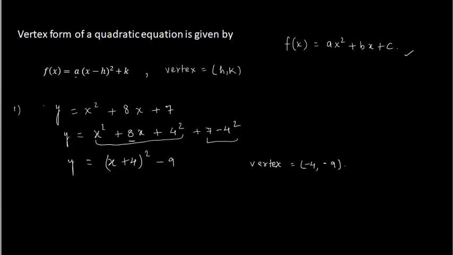Let us see one more question. Here our quadratic equation is y equals 3x square minus 12x plus 8. In order to convert this equation into vertex form, please see, we can take 3 common. So we can write 3, and now our first two terms become x square minus 4x, because 3 times 4 is 12. The bracket closes, plus 8.